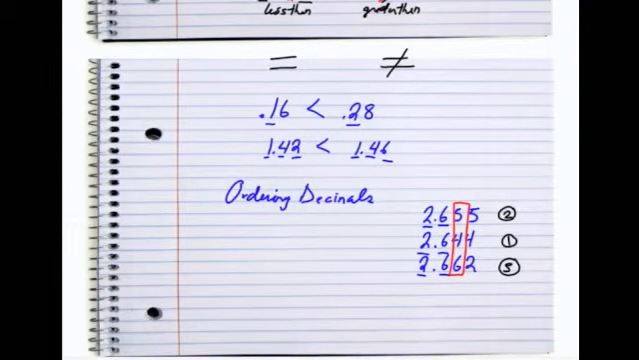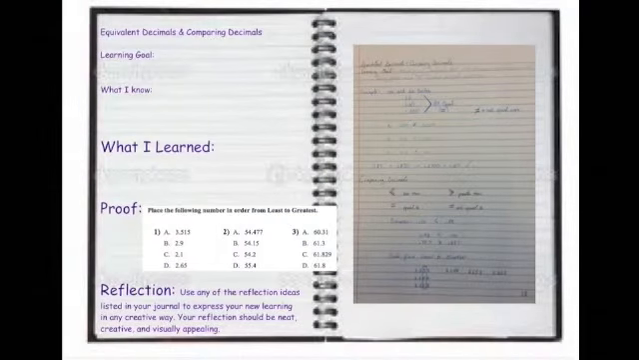So if I wrote these out in order, I would say 2.644, 2.655, and then 2.662. Ordering decimals can be tricky if you don't work with your place values, so please be patient and be careful in your organization of your decimal values.